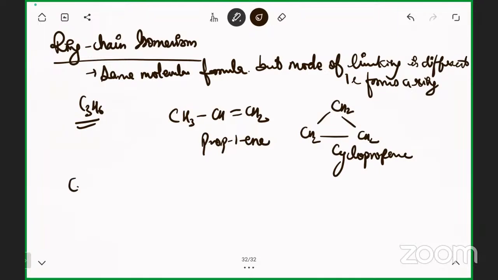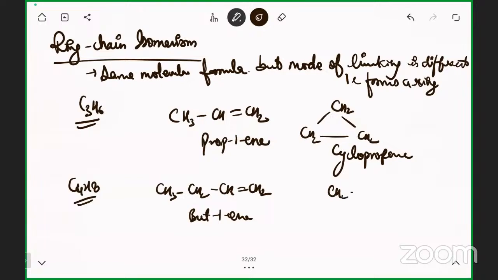One more example I can take of C4H8. The compound can be CH3 CH2 CH double bond CH2. This compound is called but-1-ene. But if I want to make the compound CH2, CH2, CH2, CH2, a four-carbon cyclic ring, this is known as cyclobutane. So these sorts of examples are of ring chain isomers. Clear? Any doubt? Yes, sir. Okay.